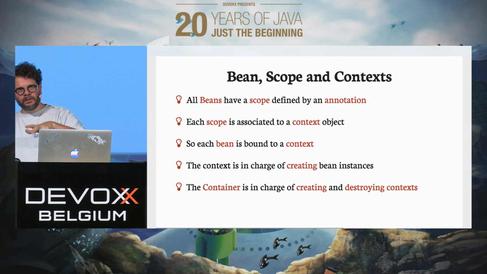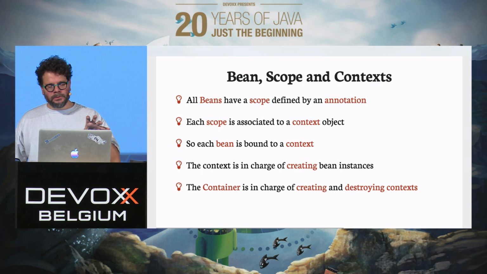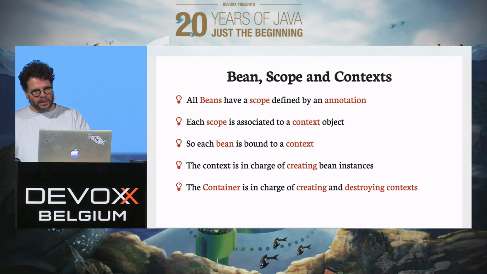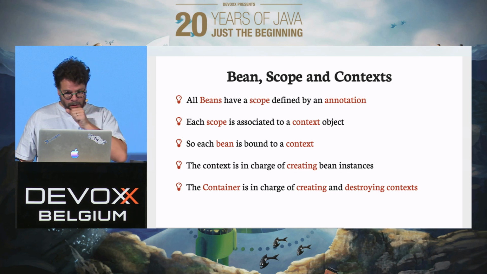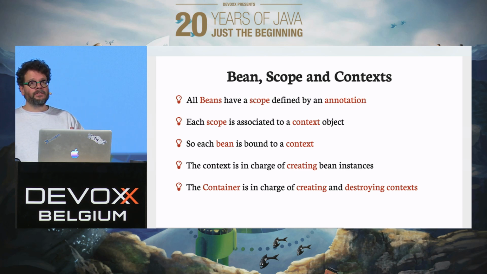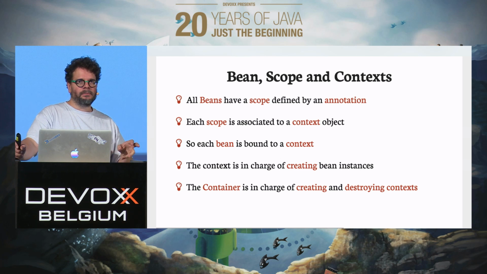So we saw all the stuff related to bean type, injection point, etc. What we need to learn now is the concept of scope and context. So all the beans you define in CDI will have a scope that will be applied on the bean with an annotation.